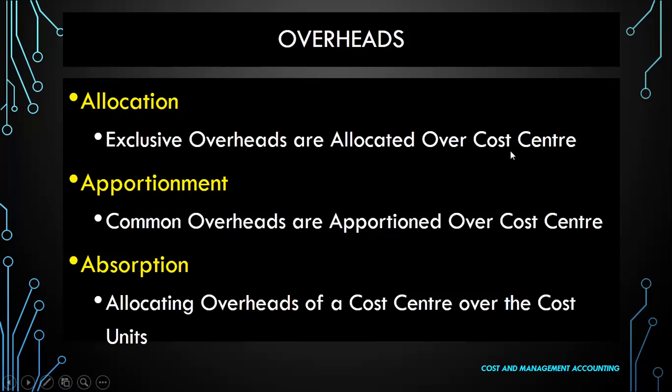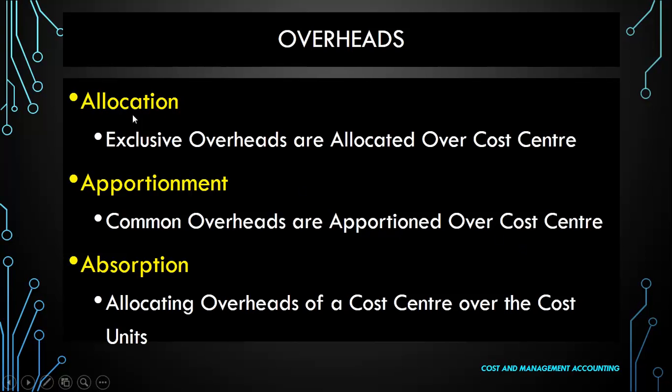If a particular department or cost center requires the service of a particular overhead, then that overhead is allocated to it. However, there are several overheads which are common to several cost centers, maybe rent, utilities, computer department services. Those common overheads are apportioned over the cost centers. So exclusive overheads are allocated and common overheads are apportioned.